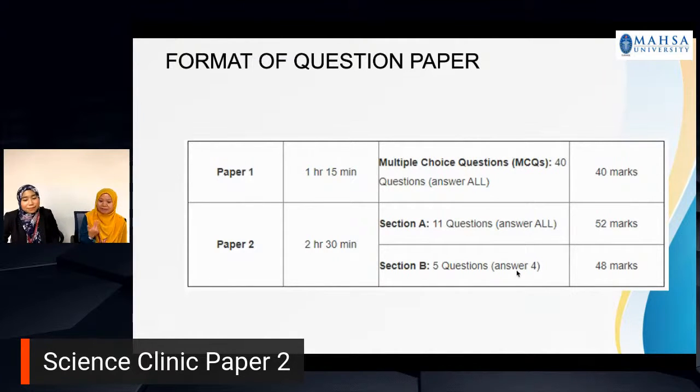Then we have section B. We have 5 questions, and you need to answer only 4 questions. The marks is 48 marks, so one question is around 12 marks. Today I'm going to focus on section A, the questions that you need to answer all. Before we start, because this is a mathematics subject, you must know the formula first before we proceed.